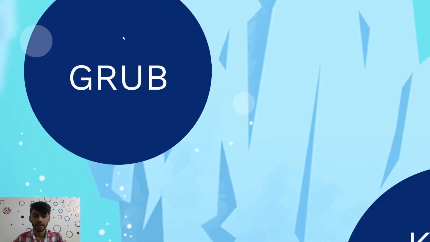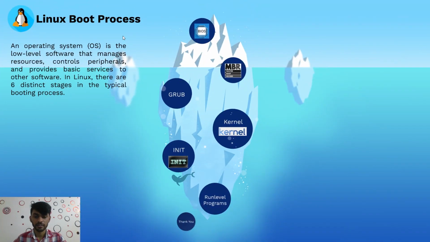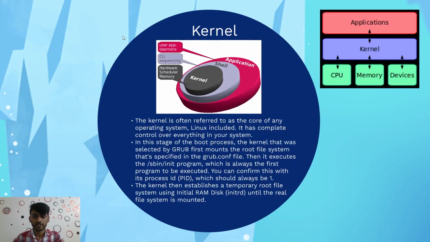Up next we have the kernel. Now let us talk about the kernel. The kernel is often referred to as the core of any operating system, Linux included. It has complete control over everything in your system. In this stage of your booting process, the kernel that was selected by GRUB first mounts the root file system that's specified in the grub.conf file.